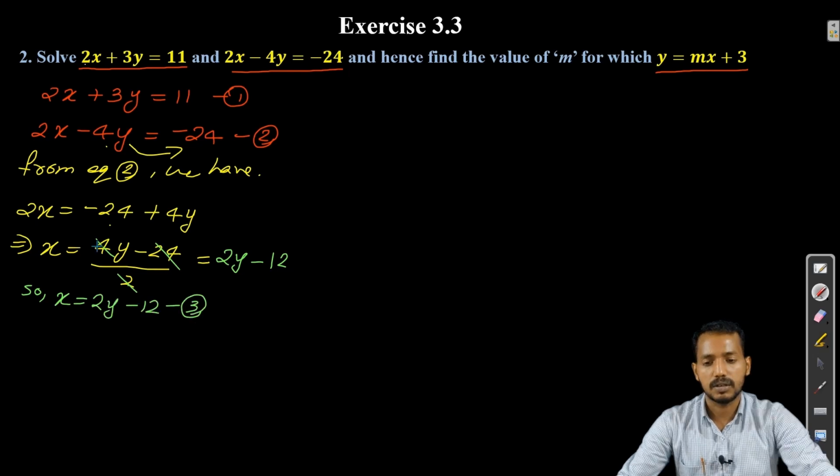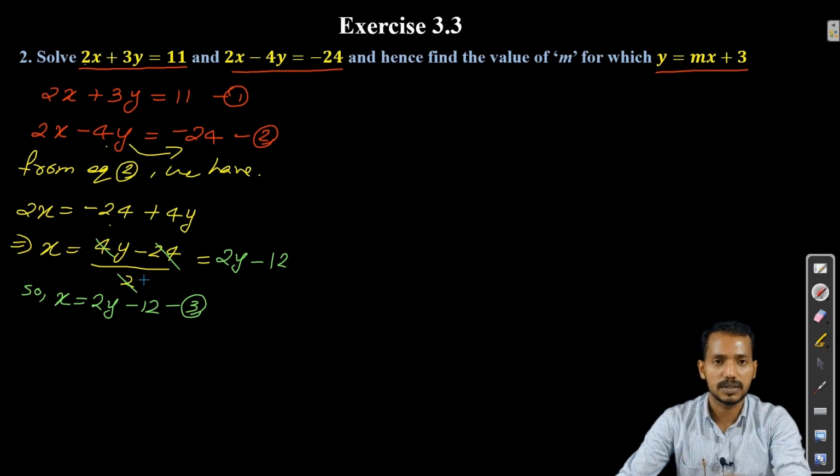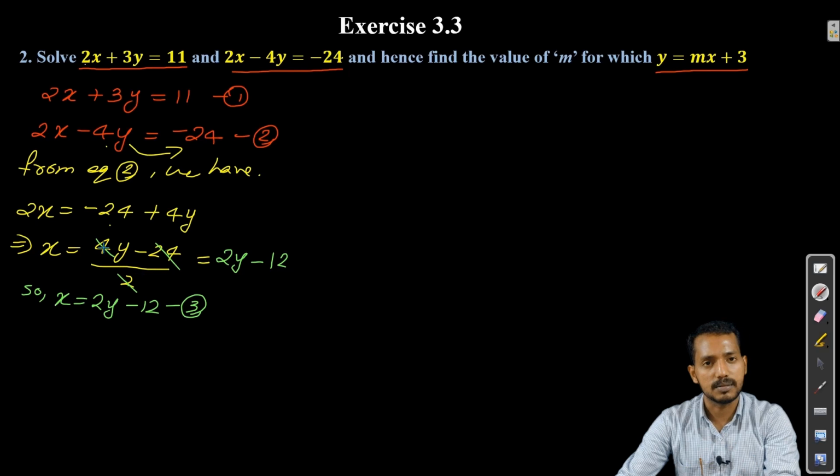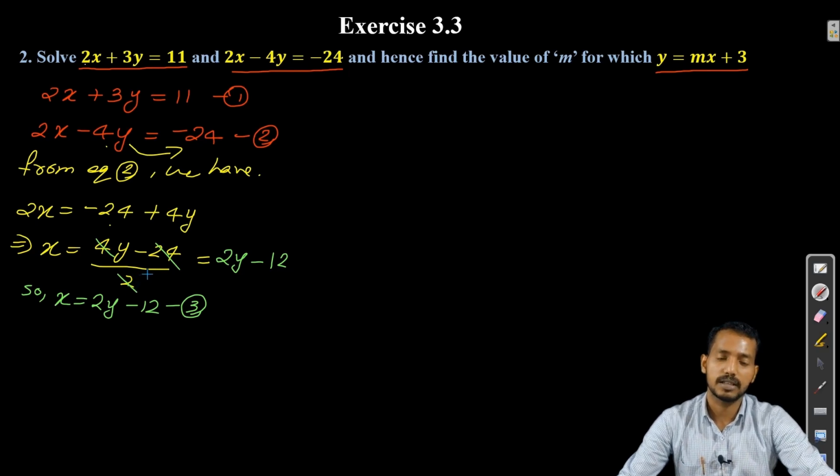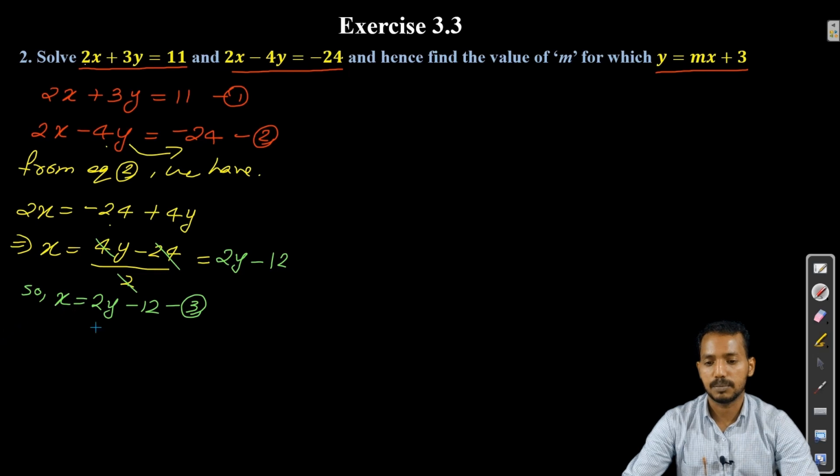Equation number 3. We are not supposed to divide only one term of the numerator by the denominator. All the terms should be divided by the denominator. Clear? Otherwise, the value will be wrong. Now we have got equation number 3. Step 1 is over. Now proceed with step 2.